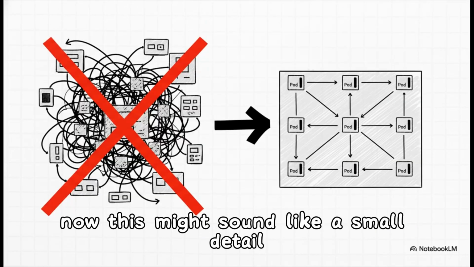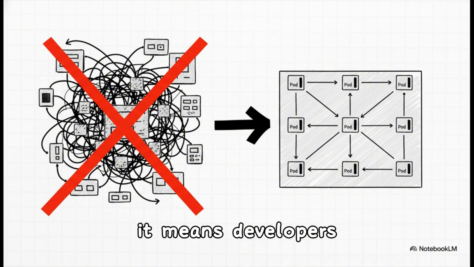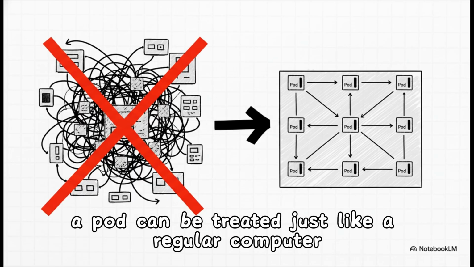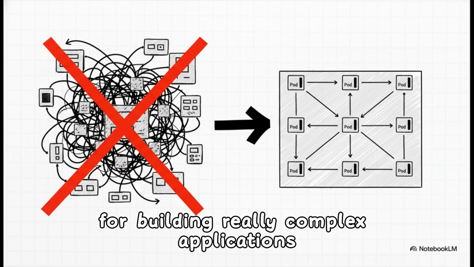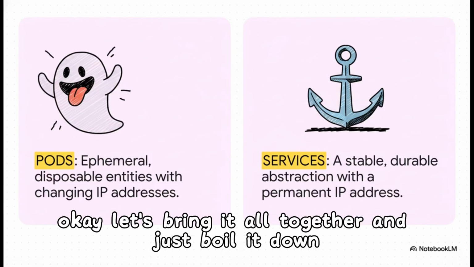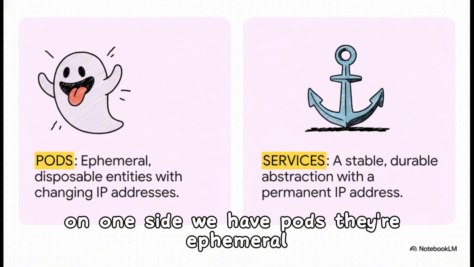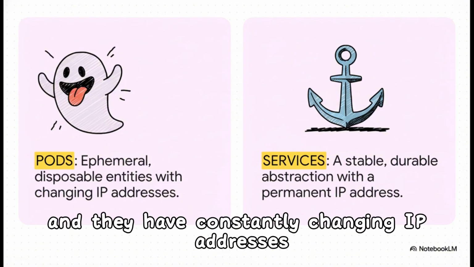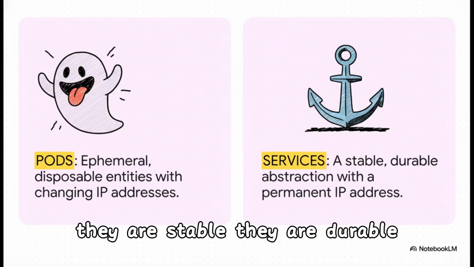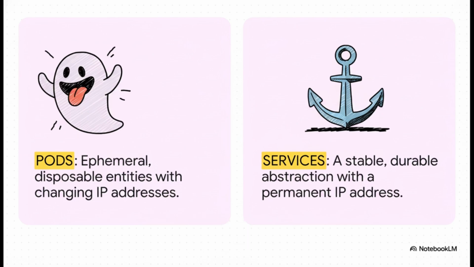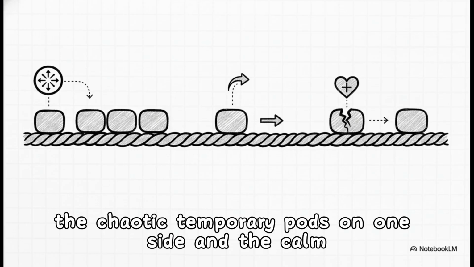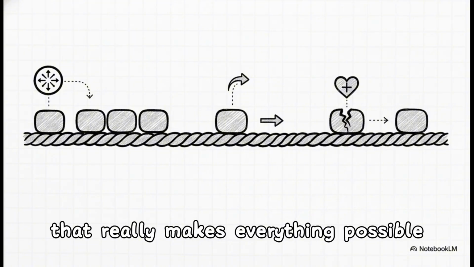Now, this might sound like a small detail, but it is a much bigger deal than you'd think. It means developers don't have to waste time wrestling with complicated networking rules. A pod can be treated just like a regular computer on a simple network. For building really complex applications, this simplicity is an absolute game changer. Okay, let's bring it all together and just boil it down. On one side, we have pods. They're ephemeral, they're disposable, and they have constantly changing IP addresses. And on the other side, we have services. They are stable, they are durable, and they give you that one permanent IP address. And it's this beautiful separation, this abstraction, the chaotic temporary pods on one side and the calm, stable services on the other that really makes everything possible.